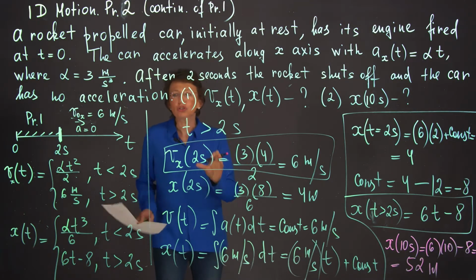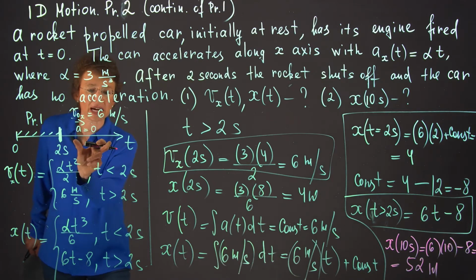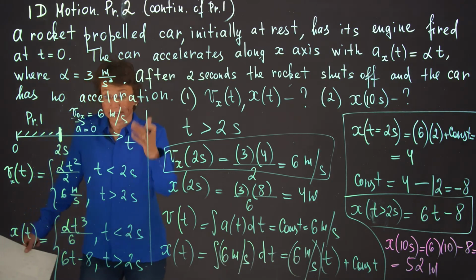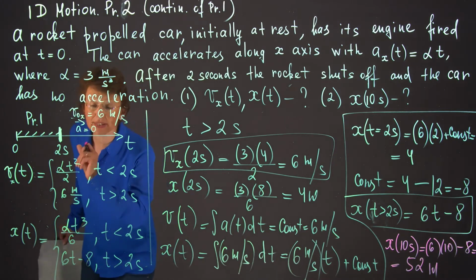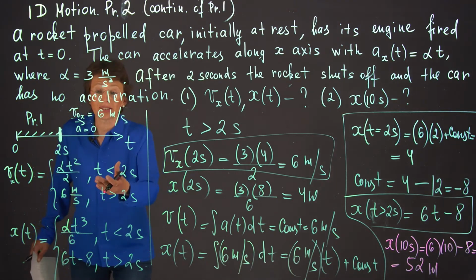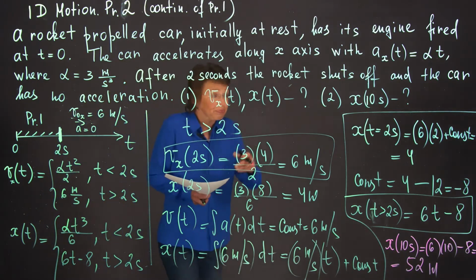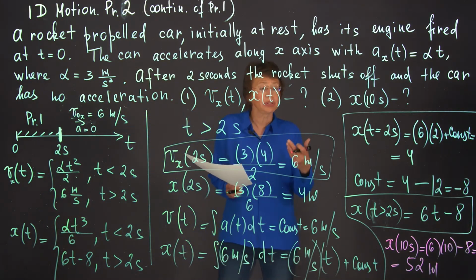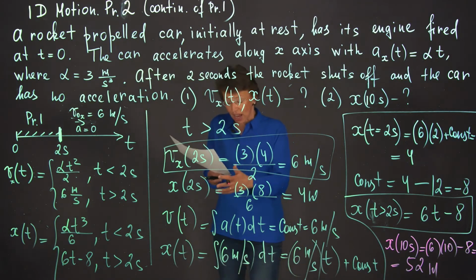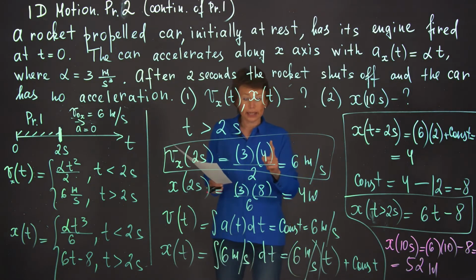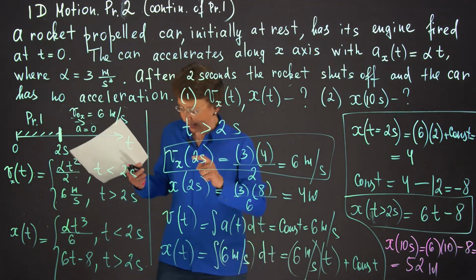Now, just a last note. Can you use formulas for constant acceleration to describe this motion at time greater than 2 seconds? Of course, you can, because acceleration is 0. Acceleration is 0, so acceleration is constant. Then why not write the position using these formulas for constant acceleration? I want to do it, and I will do it right here at this t greater than 2 seconds.